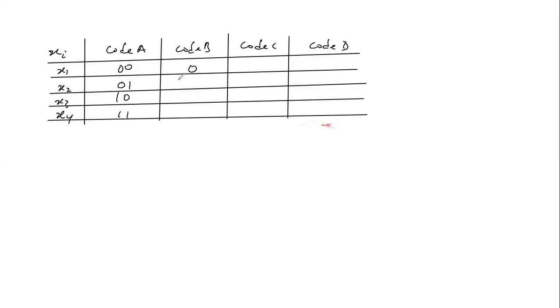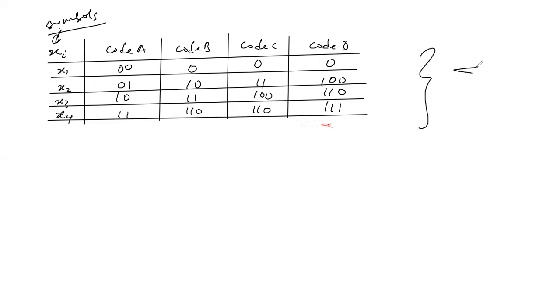Then for code B, for S1, we have 0. For S2, we have 10, 11, 110. And for code C, we have 0, 11, 100, 110. Then for code D, we have 0, 100, 110, 111. So now we have four codes, but we want to use these to describe the symbols, right? So which will be the best? Recall I made mention that we can't just use random codes to describe the symbols. So we want to be sure, are these codes non-singular? Do they satisfy the extension of code property in terms of concatenation? Are they uniquely decodable? Are they instantaneous codes?